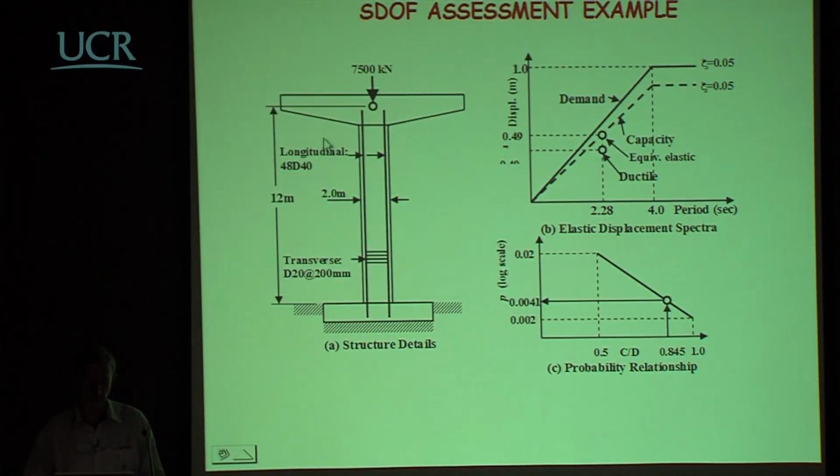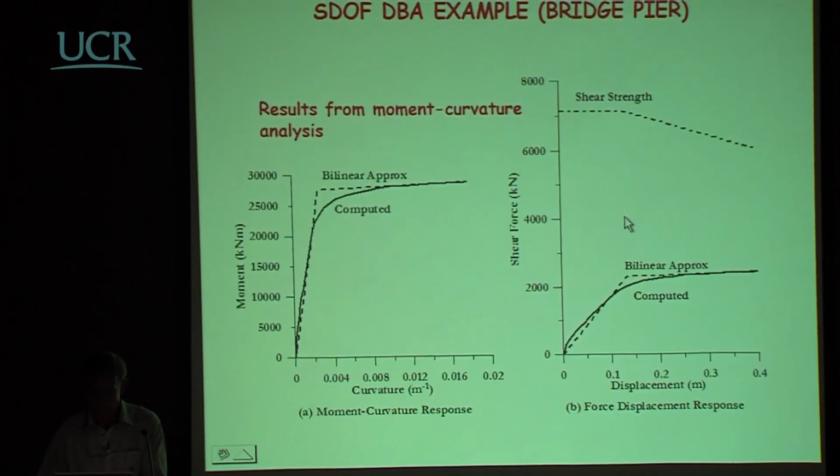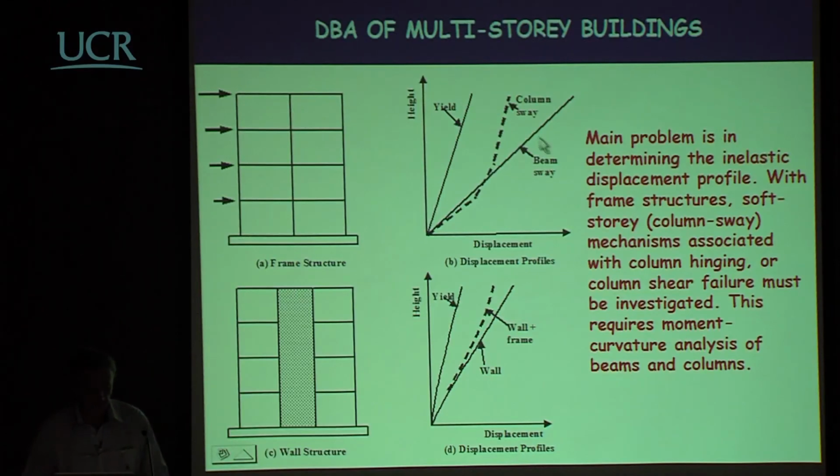There's an example given, which I won't go through, of a simple bridge pier, worked out based on a very assumed and rough relationship between the capacity demand ratio for displacement and a value for the probability of exceedance. And I won't go through this at this stage, just to show some of the data associated with the flexural response, shown here again, and the shear strength. Shear is not a problem in this particular case, but the ductility demand is.